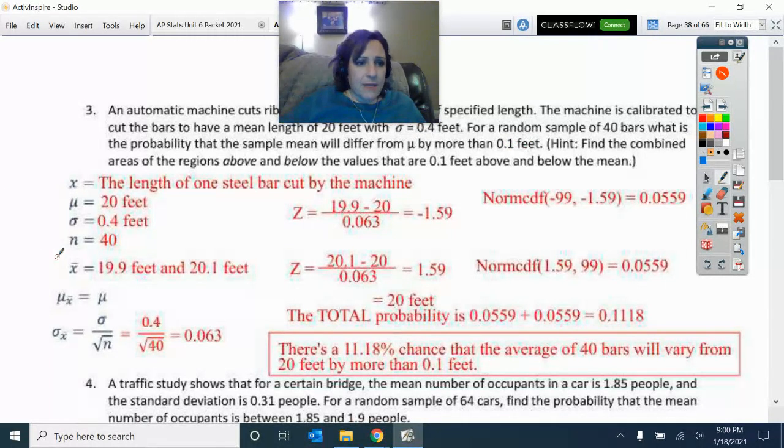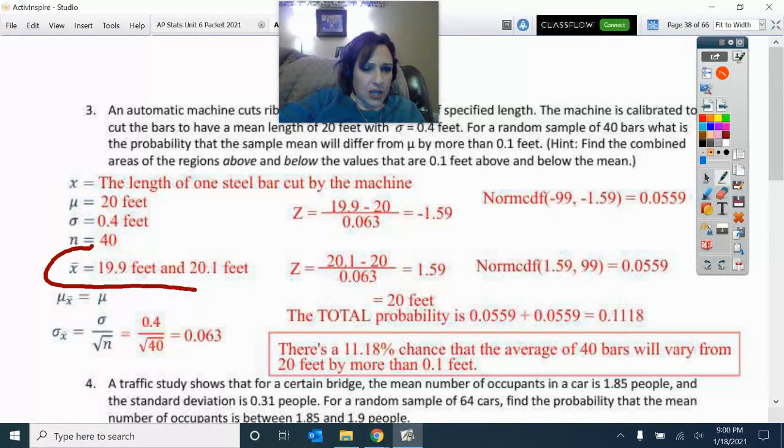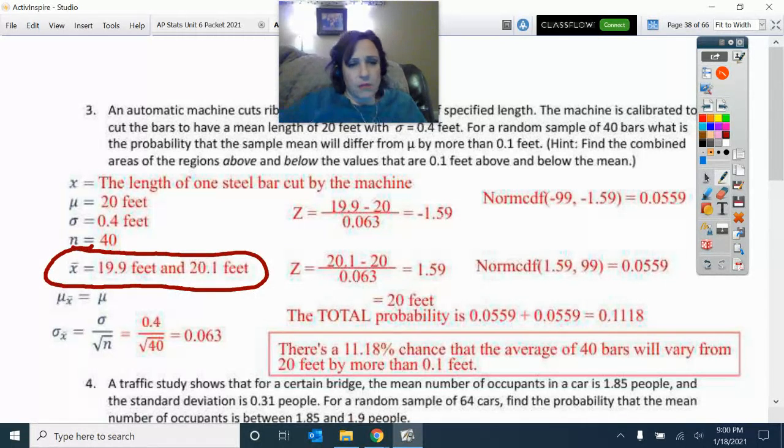So in my mind, that means I've got x-bars. I need to be in this section, 19.9 or 20.1. Okay, so I then said, let me find out what proportion are going to be in there. So negative, I think that's what it asked for. What's the probability that the sample will differ by no more than 0.1 feet?